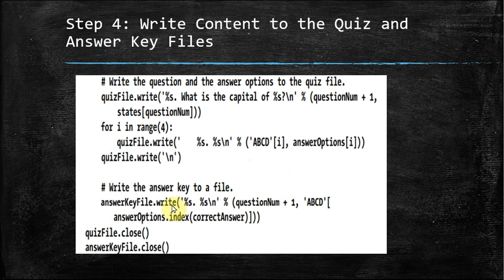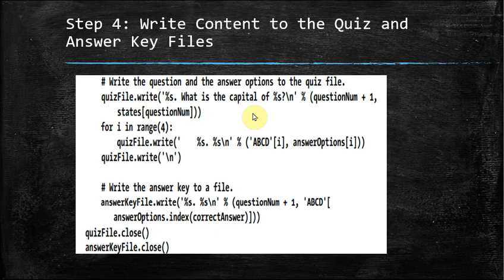And next you can see this particular line, answer file dot write. The expression index correct answer will find the integer index of the correct answer in the random order of your answer options. It will evaluate the correct answer's letter to be written into the answer file. So what does this statement do? It is going to write the correct answer in your answer key file. Finally, you're going to close the quiz file as well as the answer key file. The quiz file is your questions, whereas the answer key is your answer file.